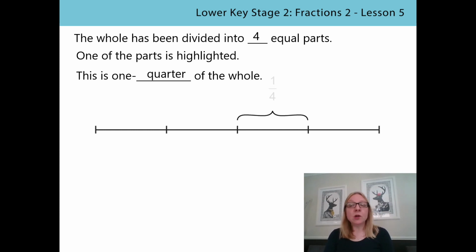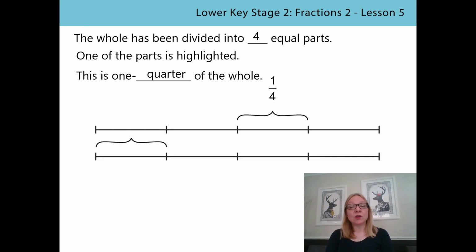We can see from looking at the 2 lines next to each other that it doesn't matter which section is highlighted. If the whole has been divided into 4 equal parts, and if any one part is highlighted, then this part represents 1/4 of the whole.